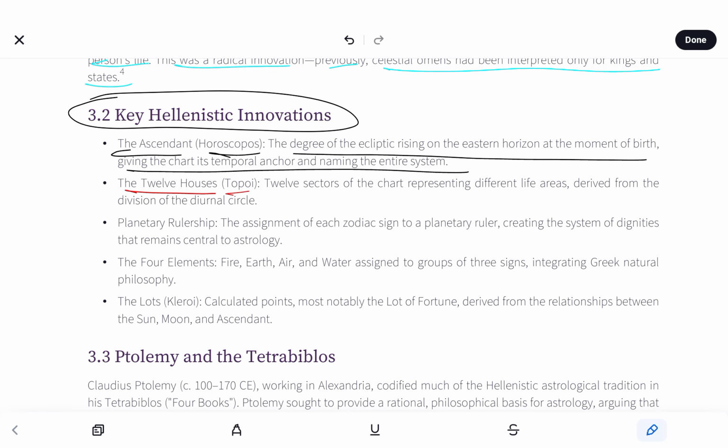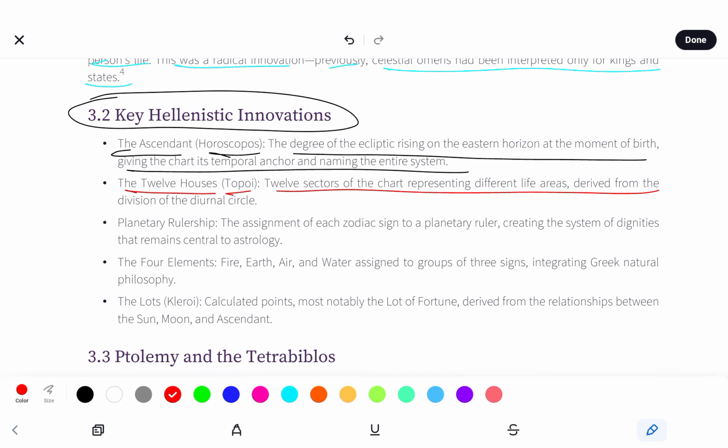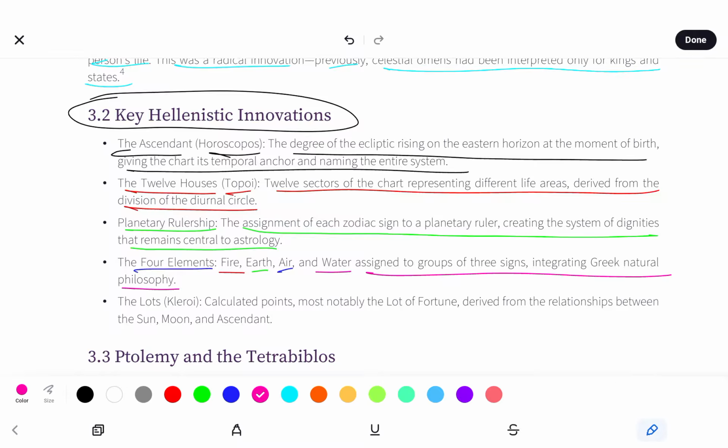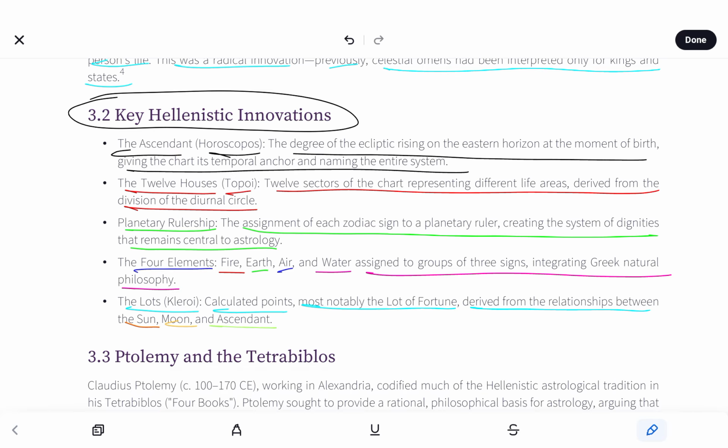The 12 houses, topoi, 12 sectors of the chart representing different life areas derived from the division of the diurnal circle. Planetary rulership, the assignment of each zodiac sign to a planetary ruler, creating the system of dignities that remains central to astrology. The four elements, which are of course fire, earth, air, and water, assigned to groups of 3 signs, integrating Greek natural philosophy. The lots, calculated points, most notably the lot of fortune, derived from the relationships between the sun, the moon, and the ascendant.